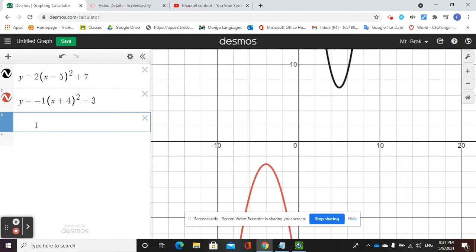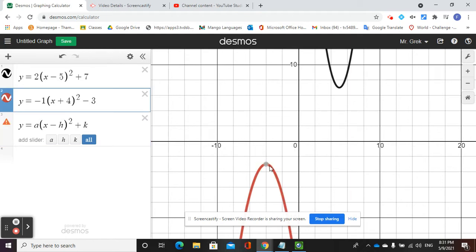In fact, when we write the general form of vertex form, we actually use the same letter A, because A is telling us the exact same information. So A is telling us whether the parabola opens up or down. If A is negative, if A is smaller than 0, the parabola opens down, like this red example. The black example, A is bigger than 0, it's positive, so it's going to open up.